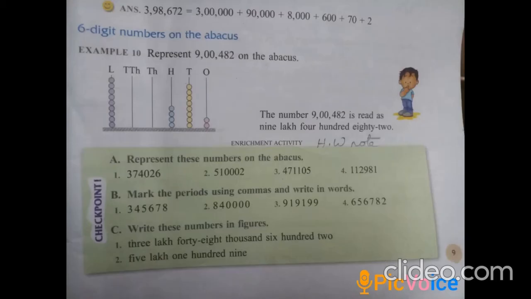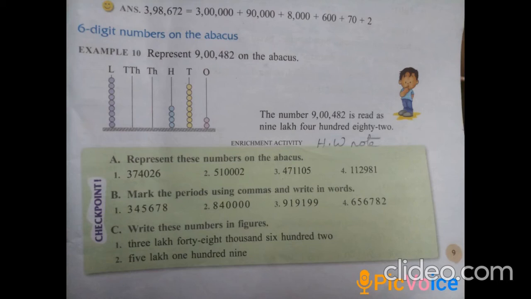In page number 9, one more checkpoint is given. This also you have to write in your homework note. Let me explain the questions and you can write in the homework note. First one is represent these numbers in the abacus. We know to draw the abacus. See the example in the same page itself. We have an abacus board over here. So write the place value chart and draw the abacus board using the ruler and mention the number of beads. Second, B question, mark the period using commas and write in words.